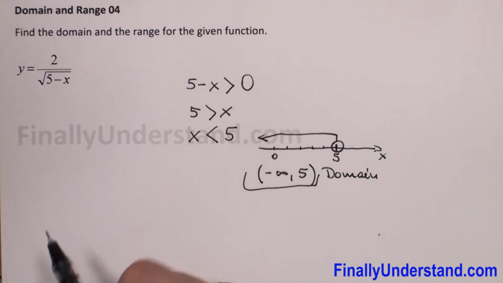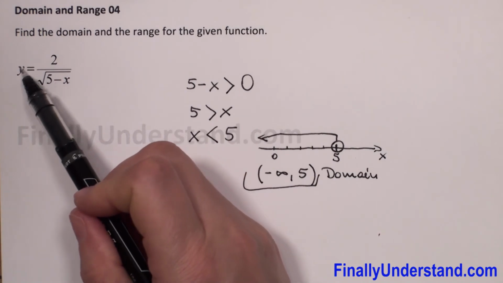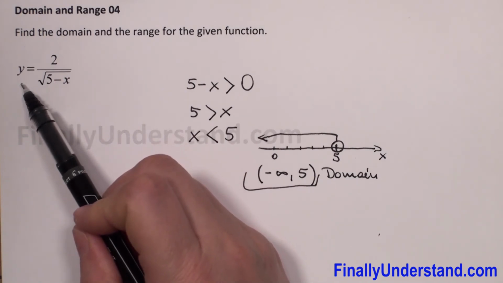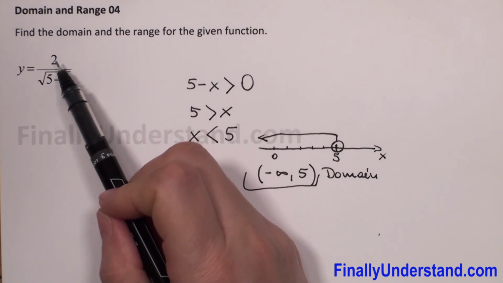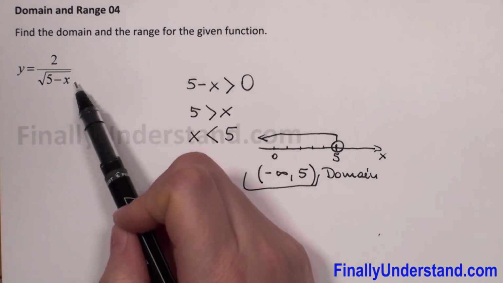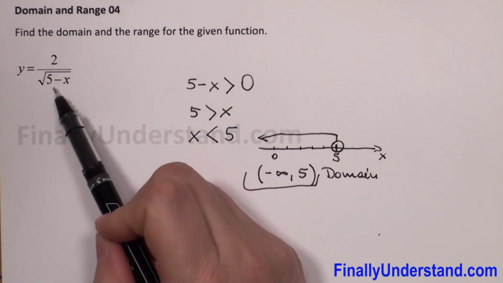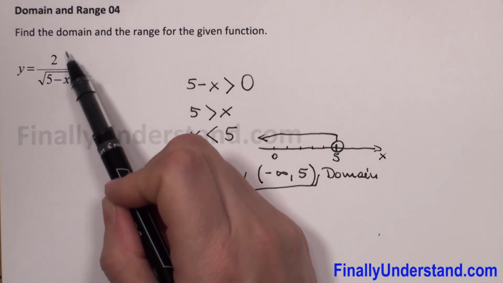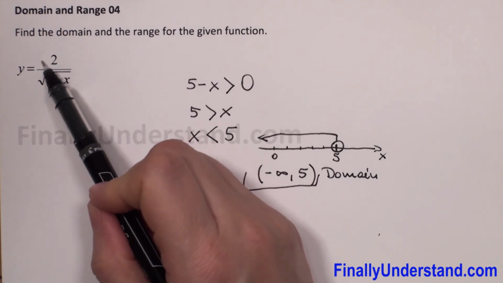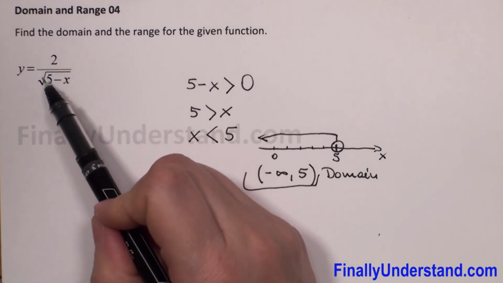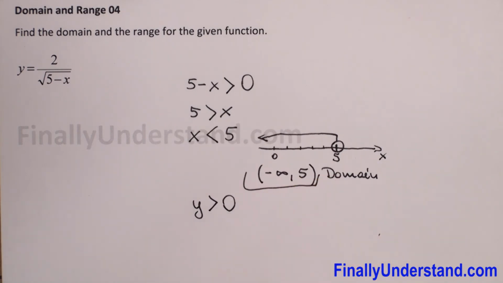Now we have to find the range. When we have to find the range, it means we have to find all possible values of y. In numerator, on the right side, we have positive constant number 2. On denominator, we have square root. The value of square root is always positive. So, on the right side, we have positive number divided by positive. It means we always get here positive numbers. So, y is greater than 0.